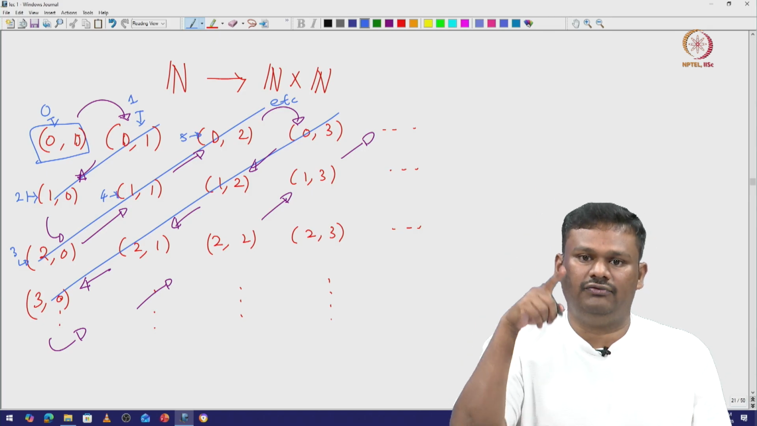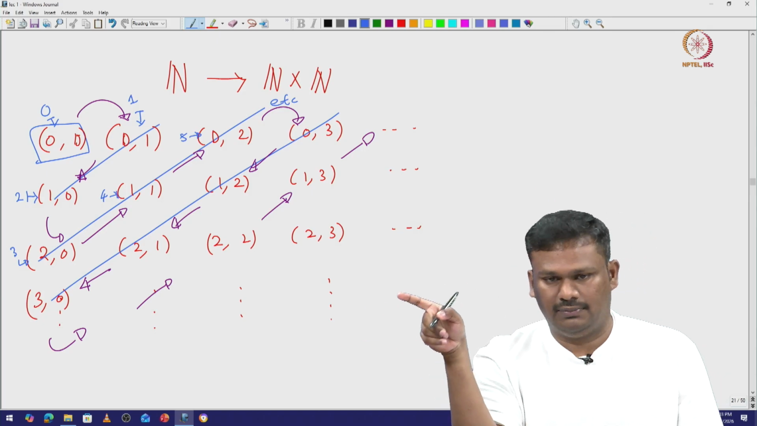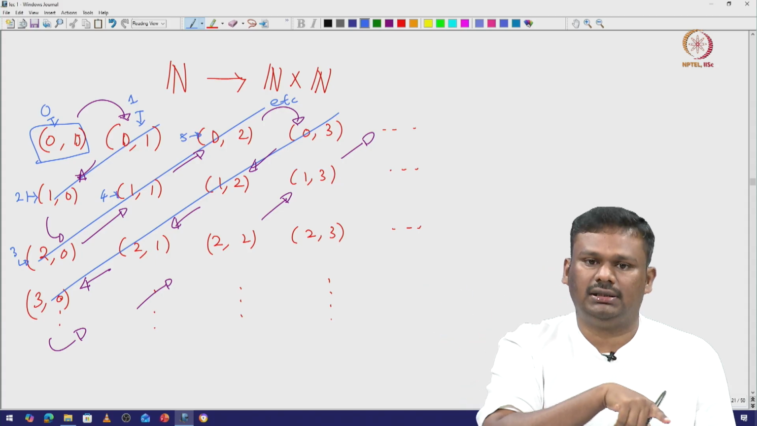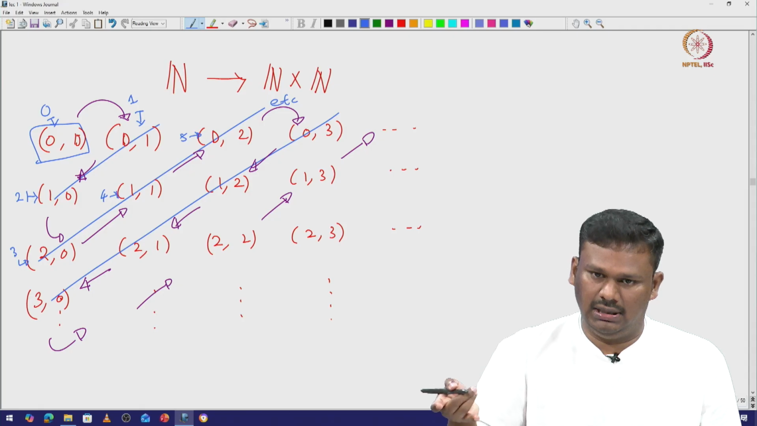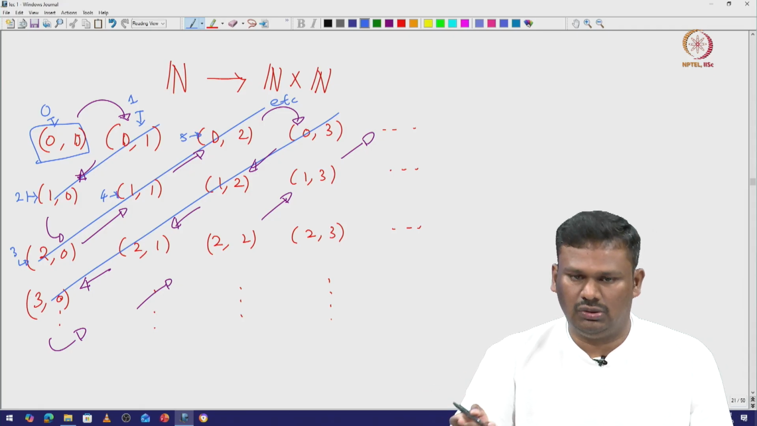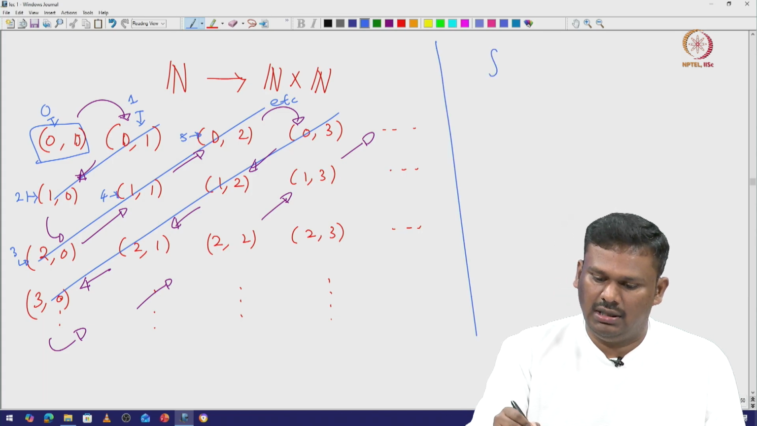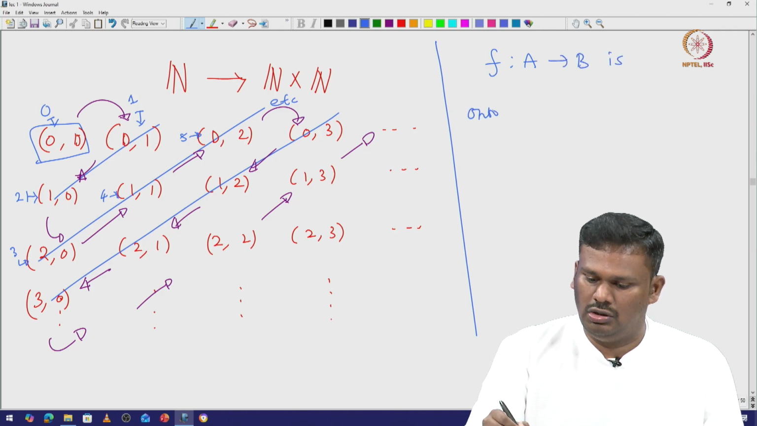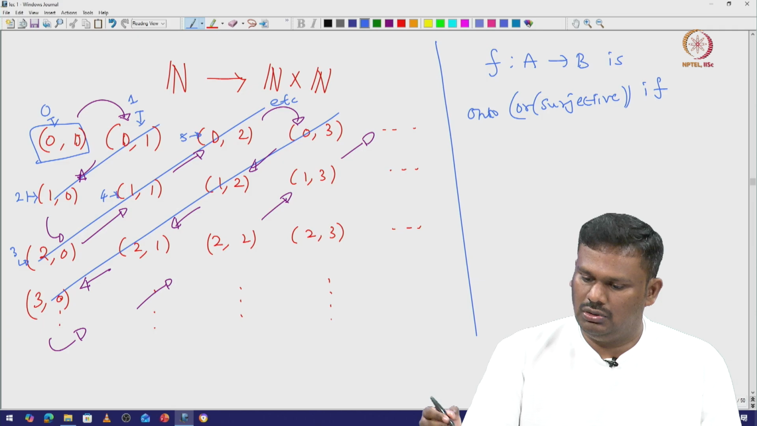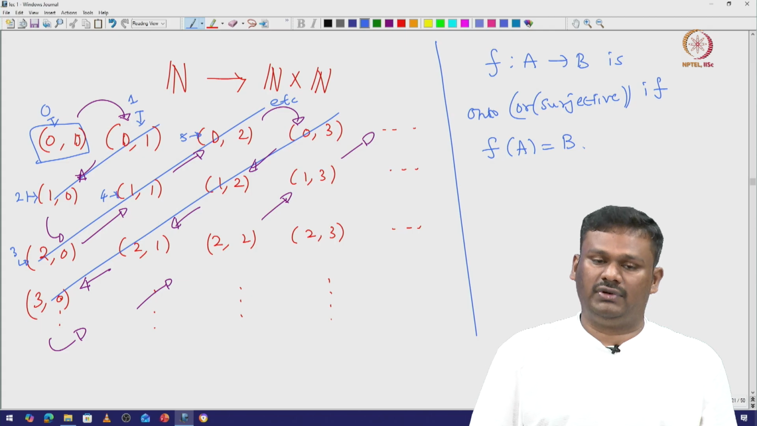So I have told which natural number should be mapped to which one, and it is very clear that the way I am mapping, this indeed becomes an injective map, and it is not only injective, it is also what is called an onto map. So, we say a function from A to B is onto or surjective if f of A is exactly equal to B. The image of A is exactly B.